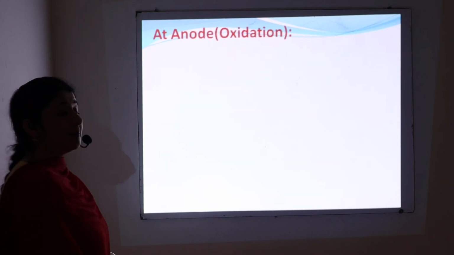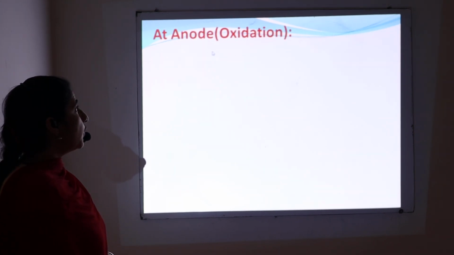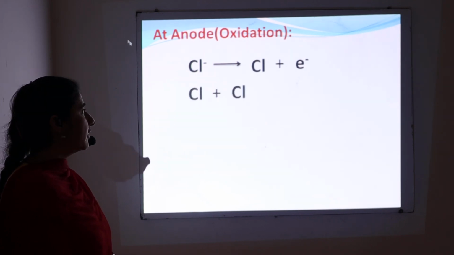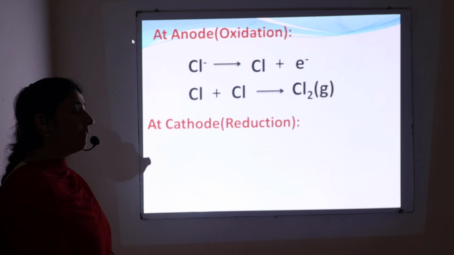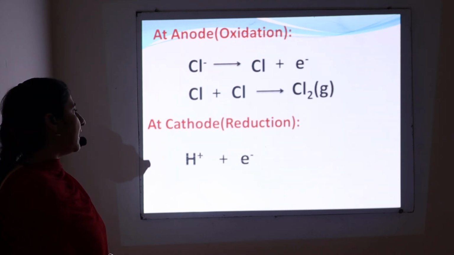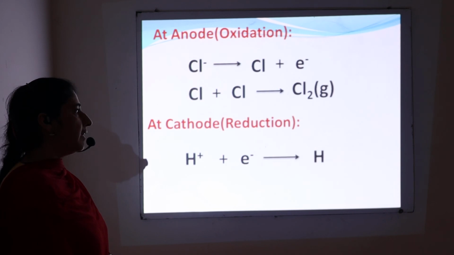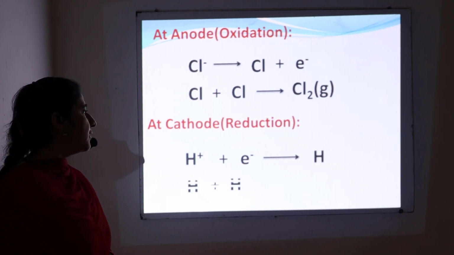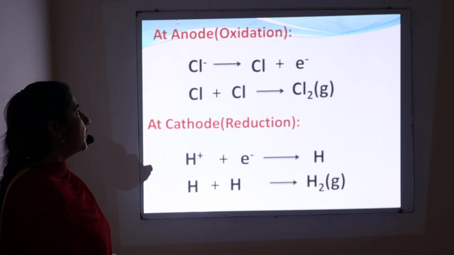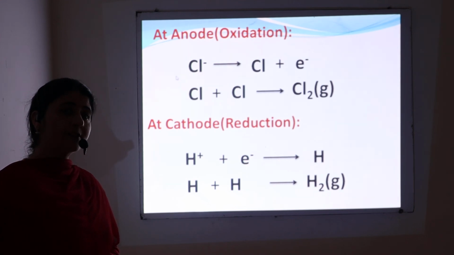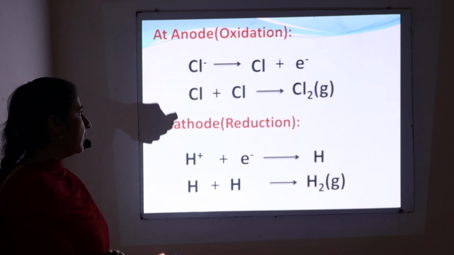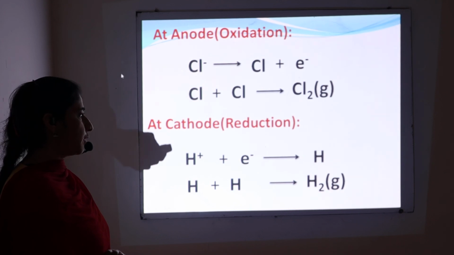Next, the reactions that take place at the respective electrodes. At the anode, oxidation takes place. The chloride ion loses electron to form a chlorine atom. Chlorine atoms combine with each other to form chlorine gas. At the cathode, reduction takes place, and the H positive ion gains electron to form a hydrogen atom. Again, the hydrogen atom is unstable, so it combines with another hydrogen atom to form H2 gas. So in the electrolysis of aqueous sodium chloride, we get two products: chlorine gas at the anode and hydrogen gas at the cathode.